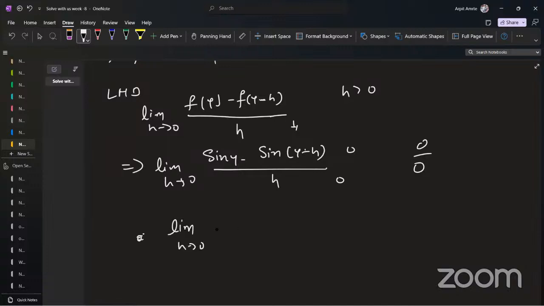Limit h goes to 0 of cos. Here we have to differentiate with respect to h. So what will it be? It will become 0 because this will behave like a constant, since we are differentiating with respect to h and not with respect to y.